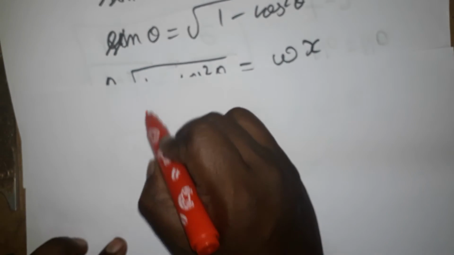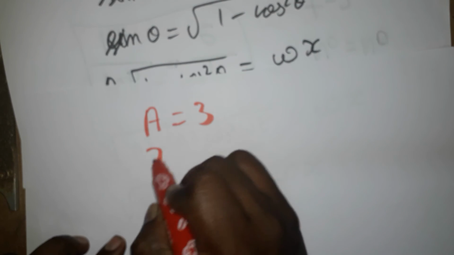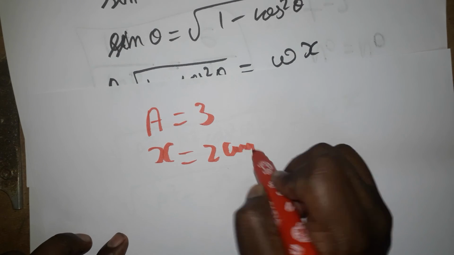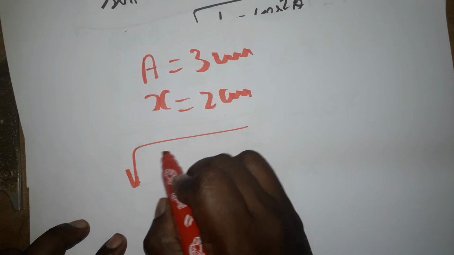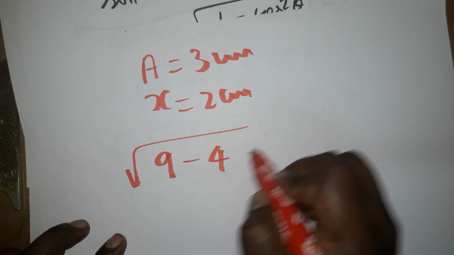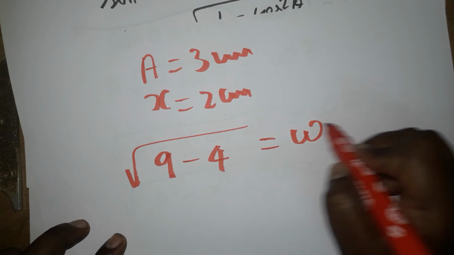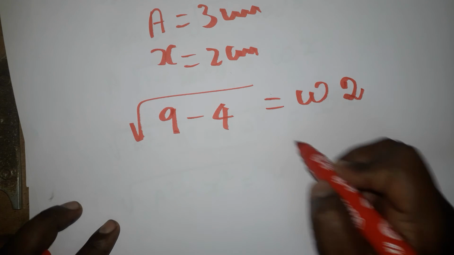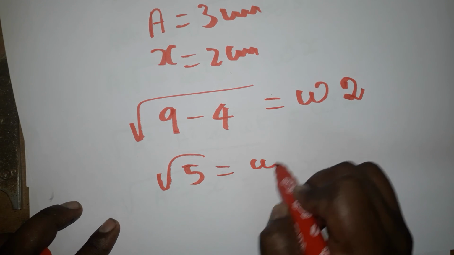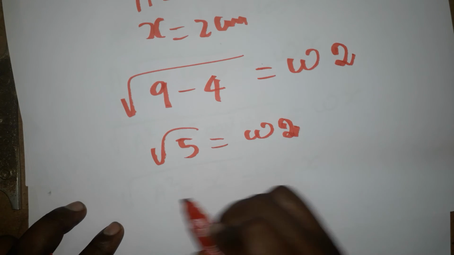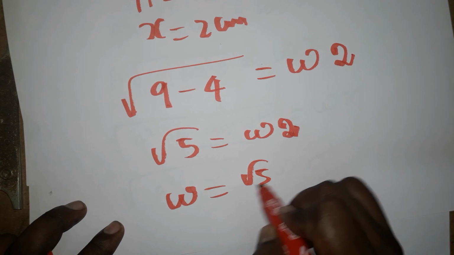In the question, A is given as 3 and x is given as 2 centimeter. No need to convert to meter. I am just going to substitute. A square will be 9, x square will be 4, so root of 5 is equal to omega times 2. So omega is equal to root 5 divided by 2.